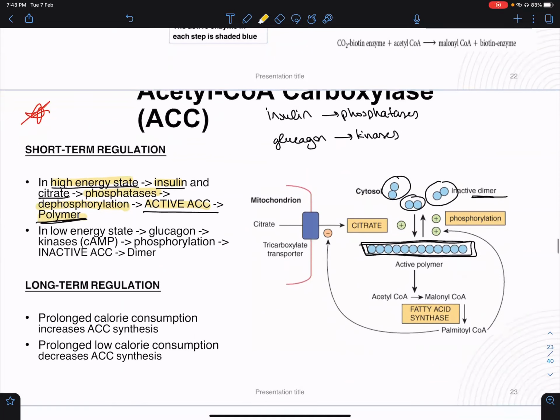Now, if they give you a question, for example, which of the following enzymes is active when it's dephosphorylated? That can be one. Or they can ask you something like, which of the following is active in the presence of insulin? Or is it active in the polymer or dimer form? A lot of questions are geared towards this concept.